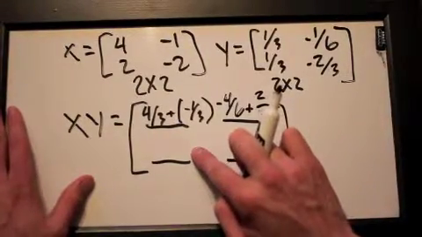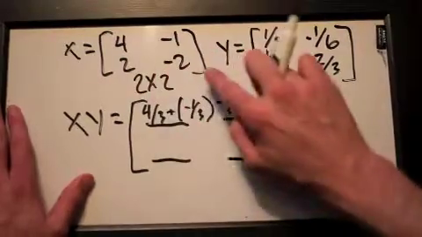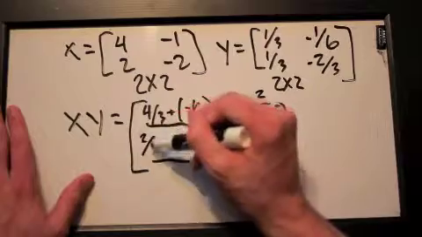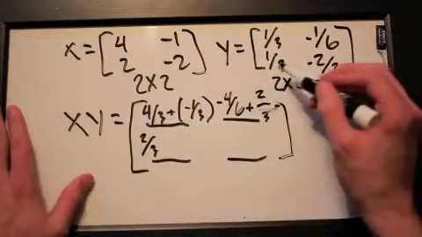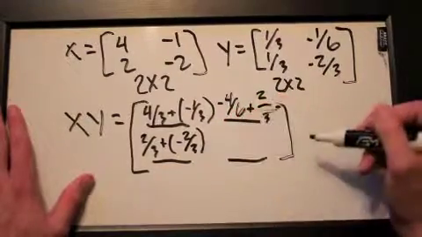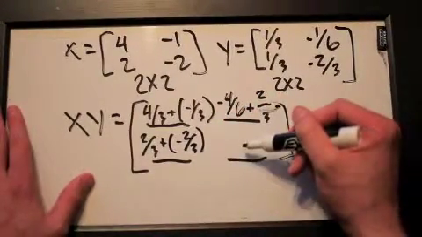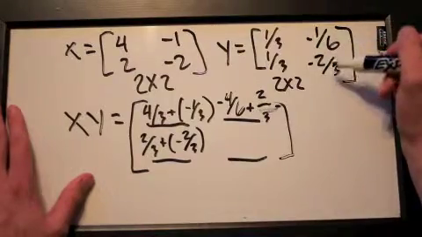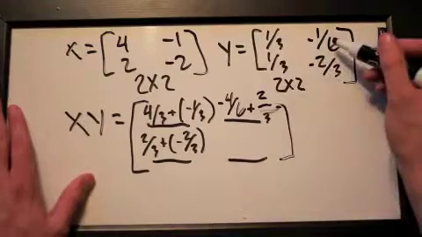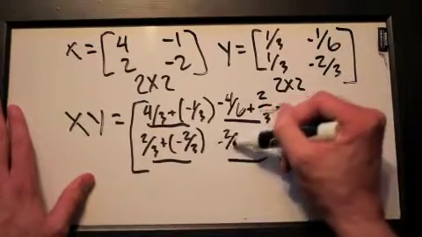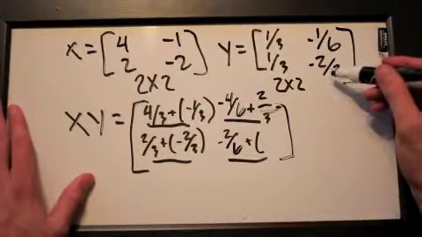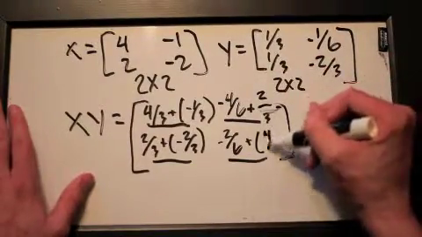So now let's move down here. Now we're in the second row, first column. So now we're going to use the second row in our first column. 2 times 1/3 gives us 2/3, and then negative 2 times 1/3 gives us negative 2/3. Moving over, still second row, but now we're in the second column. So second row, second column. 2 times negative 1/6 gives us negative 2/6, plus negative 2 times negative 2/3 gives us positive 4/3.